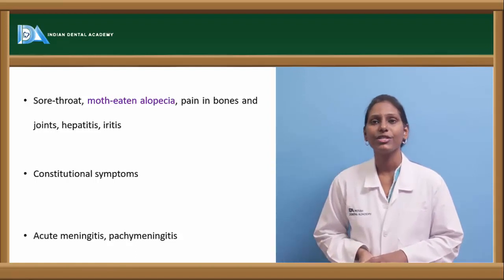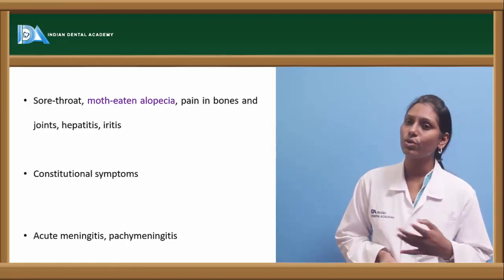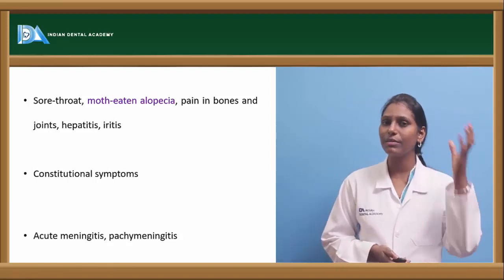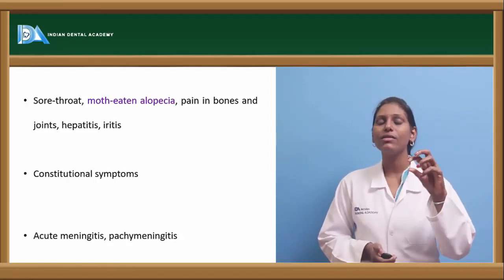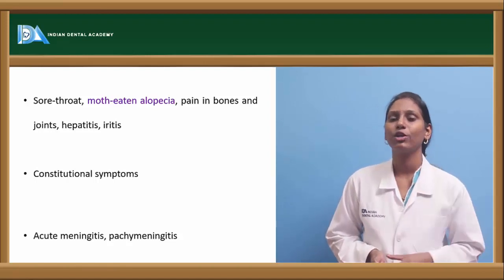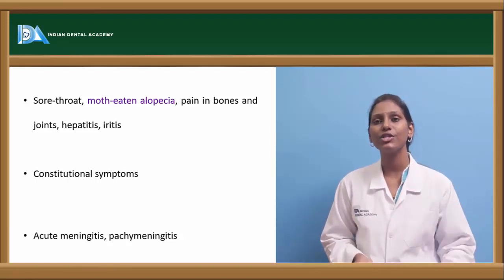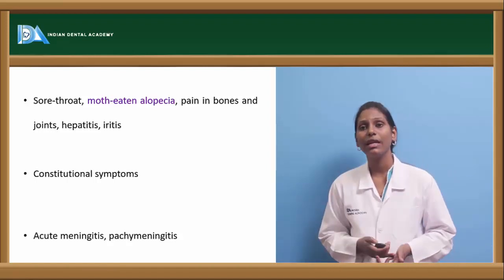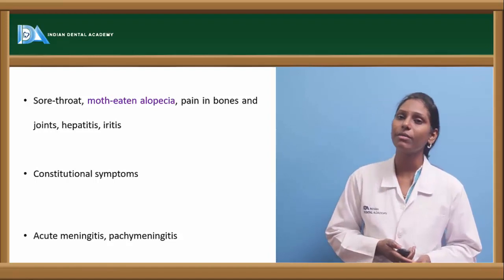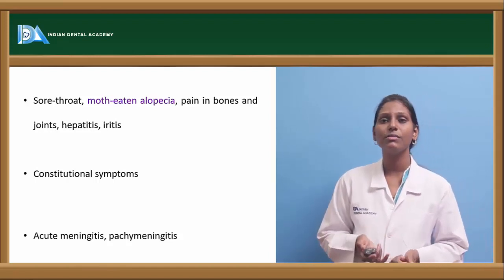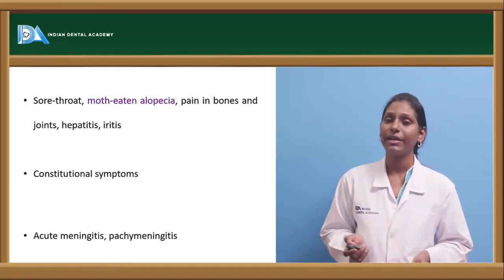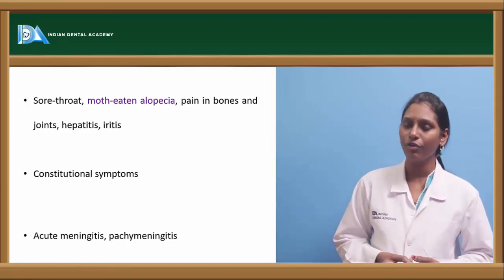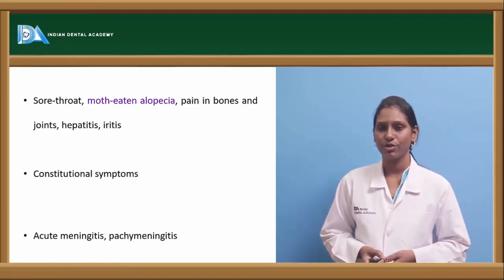Other common features are constitutional symptoms like sore throat, and characteristic moth-eaten alopecia. Alopecia is nothing but hair loss, right? Patches of hair loss, a moth-eaten kind of alopecia. Pain in the bones and joints can be seen. The patient also will have hepatitis and iritis, which is inflammation of the iris. Other constitutional symptoms like fever, myalgia, anorexia, weakness, tiredness, etc. are other symptoms commonly seen in this stage of syphilis.